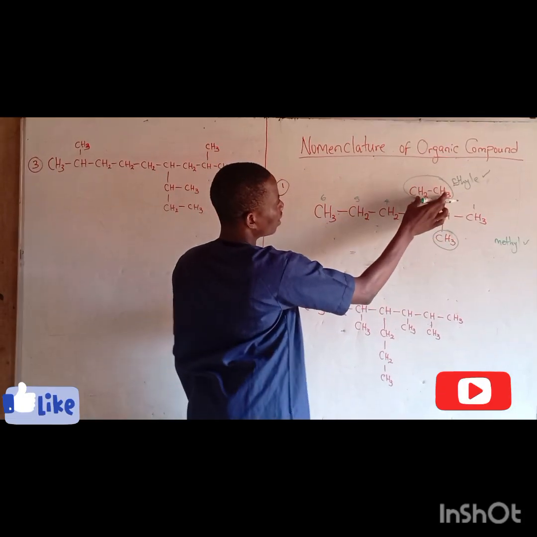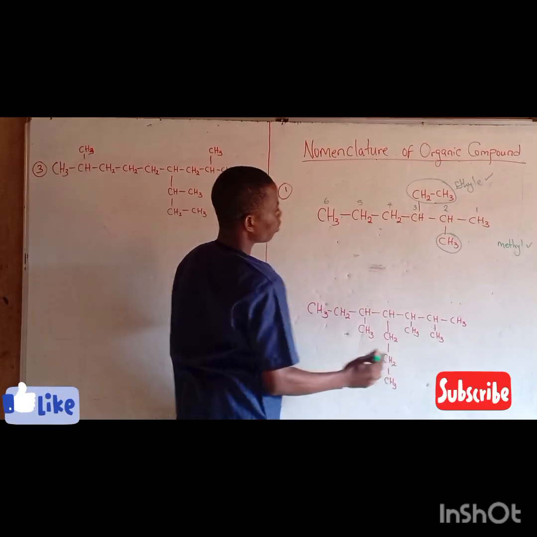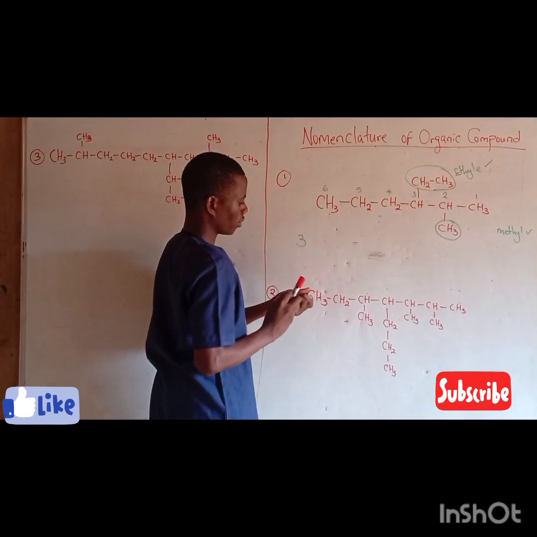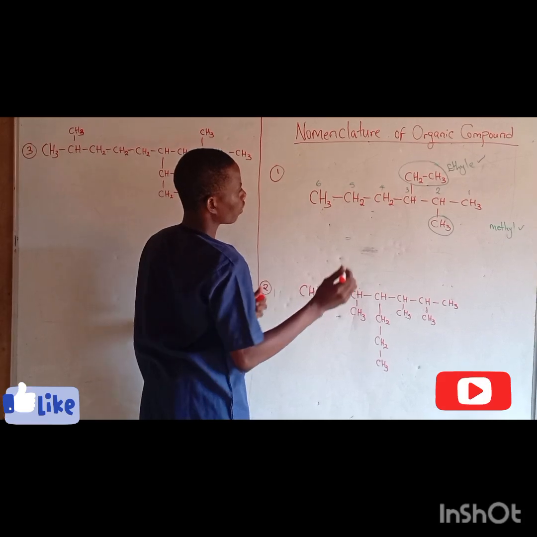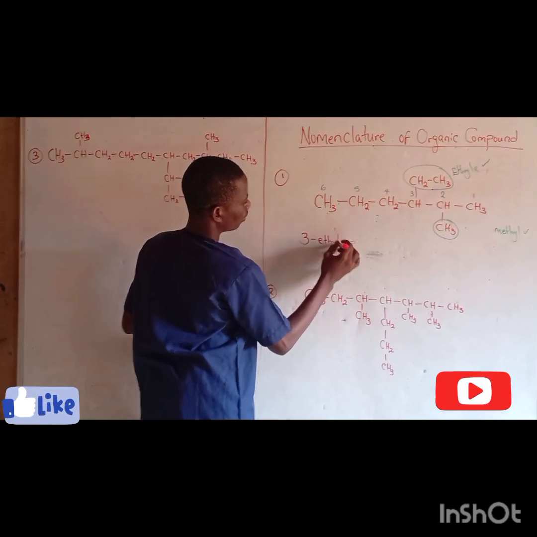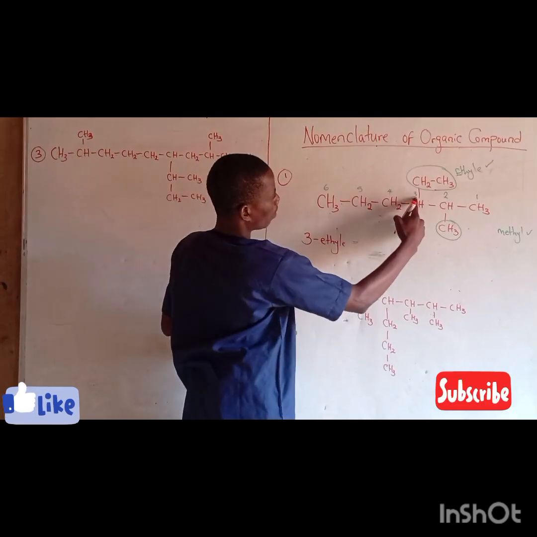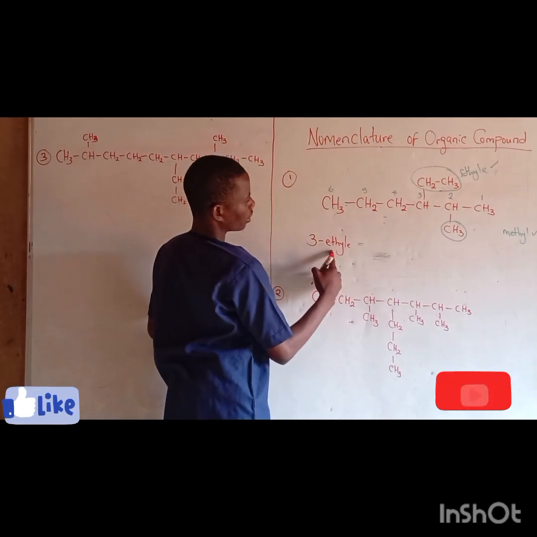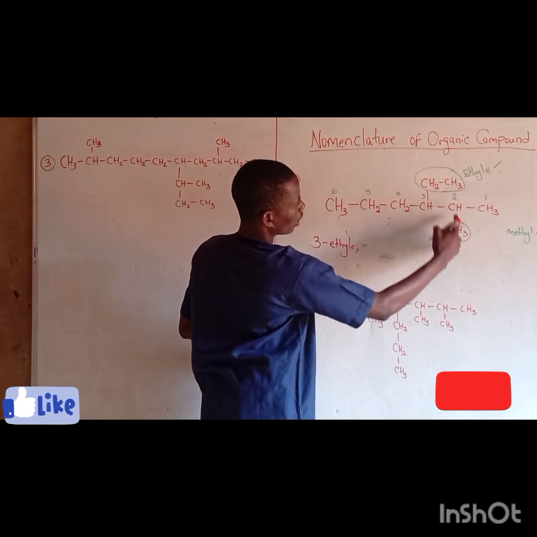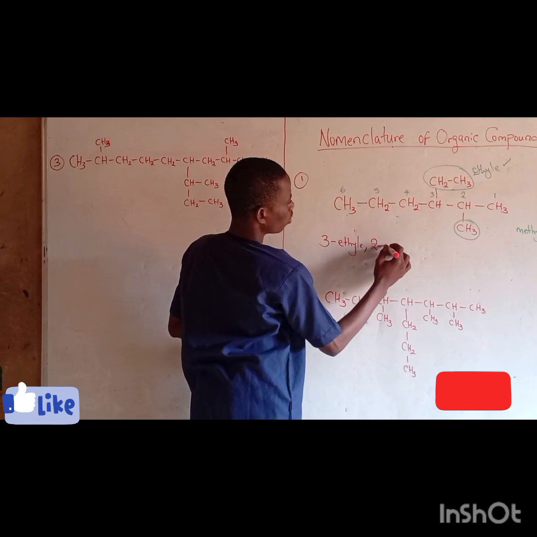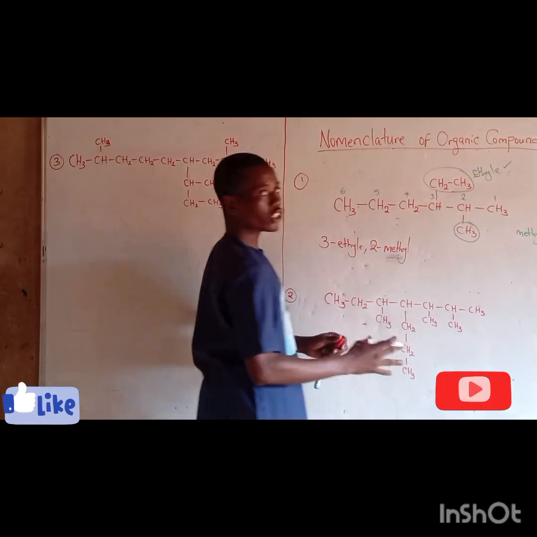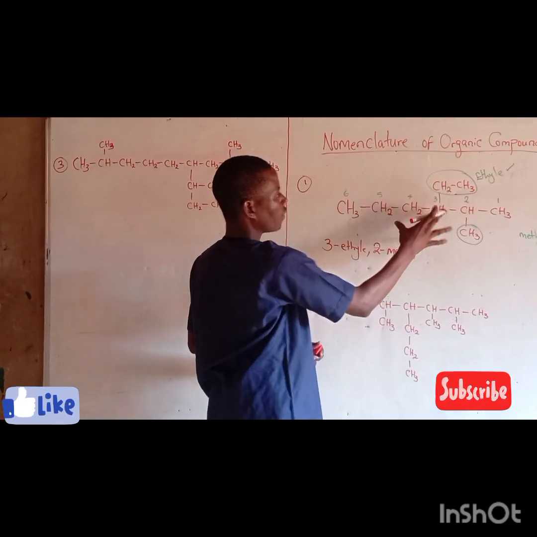We have ethyl present in carbon number 3. You are going to say 3-ethyl, which is for this carbon number 3. Ethyl is present. 3-ethyl, comma, you have methyl in carbon number 2. 2-methyl. Therefore, you have mentioned the 2 attachments we have in this compound.